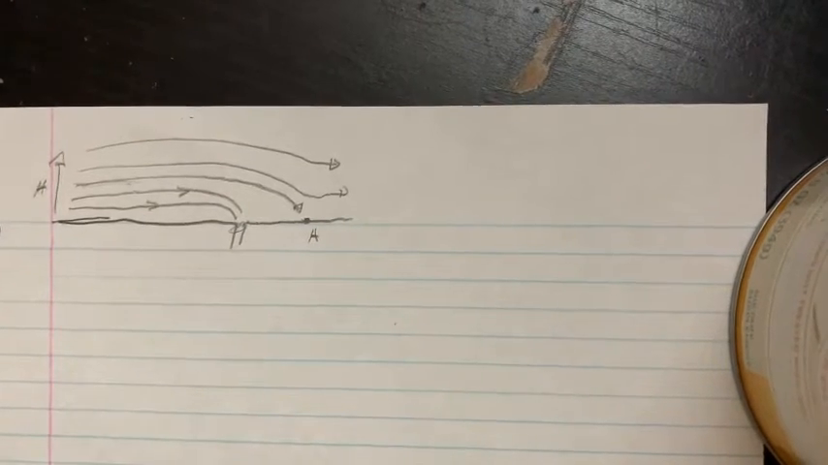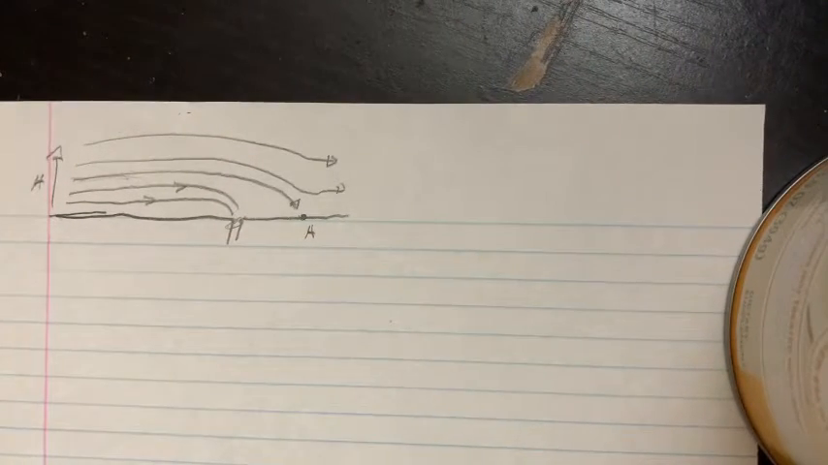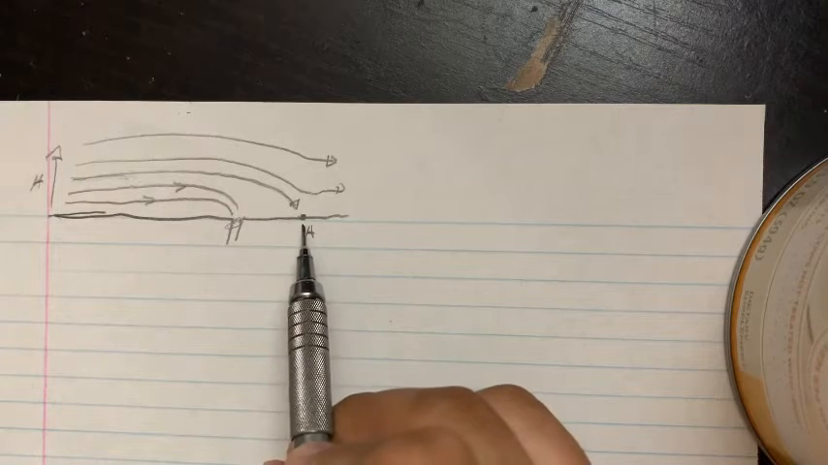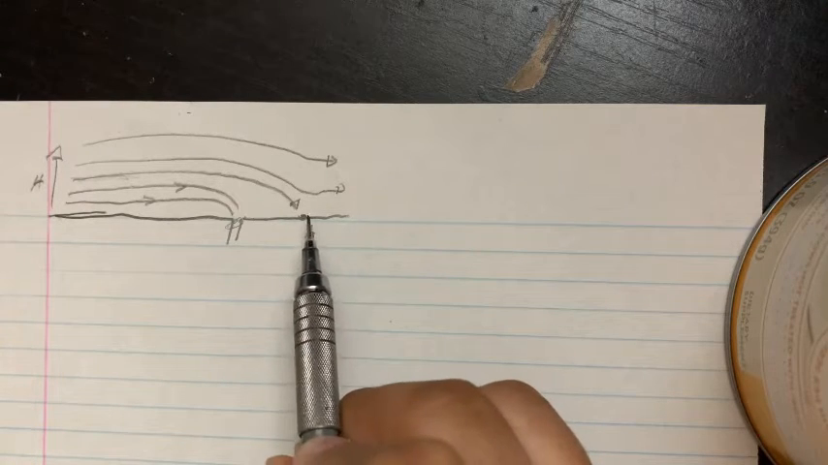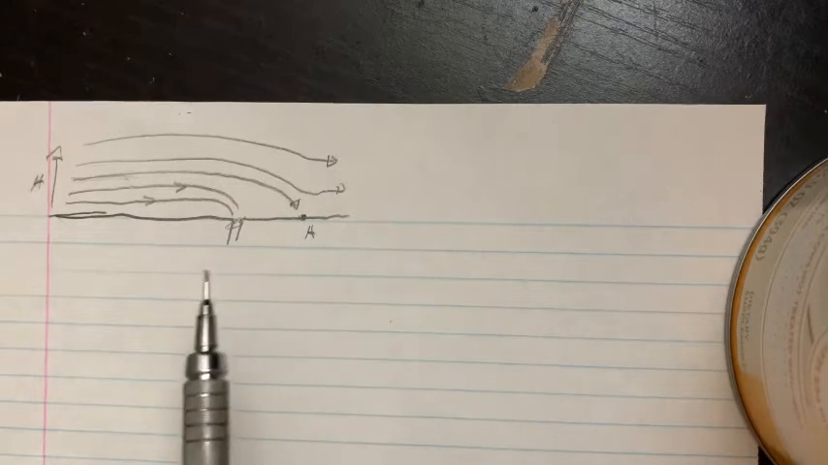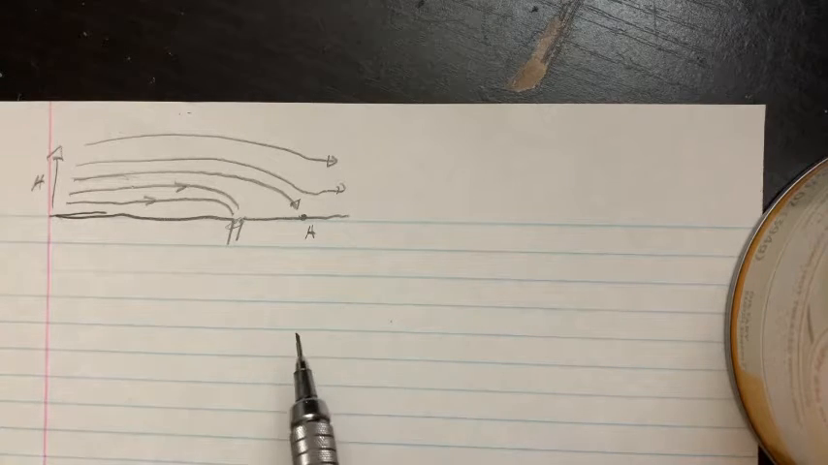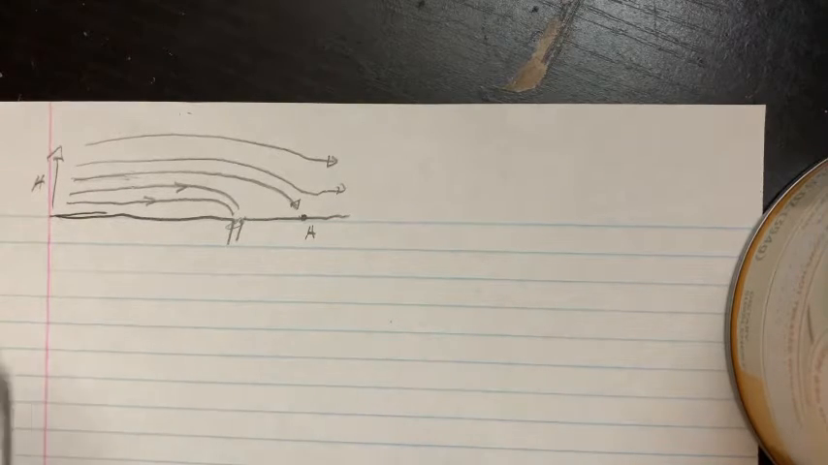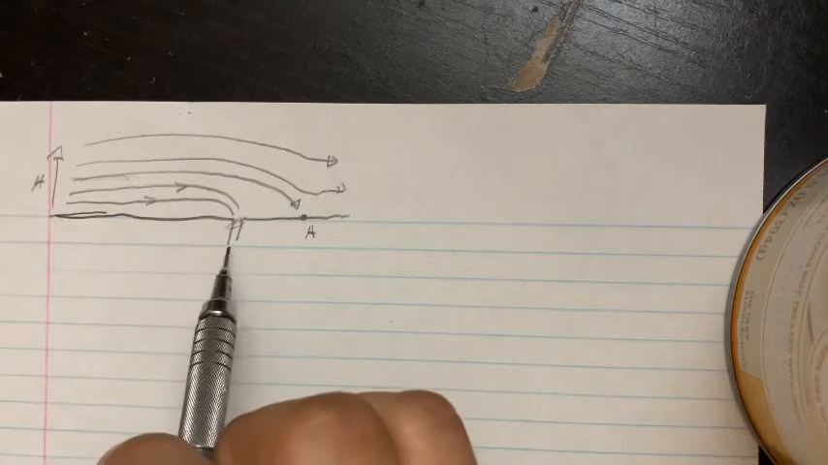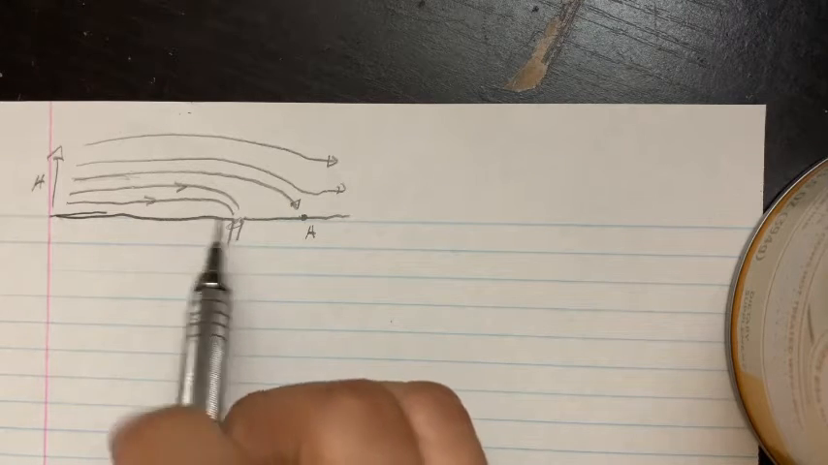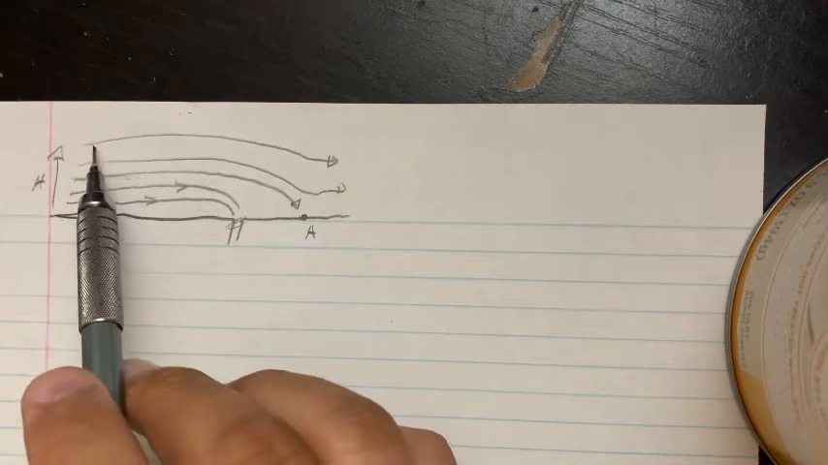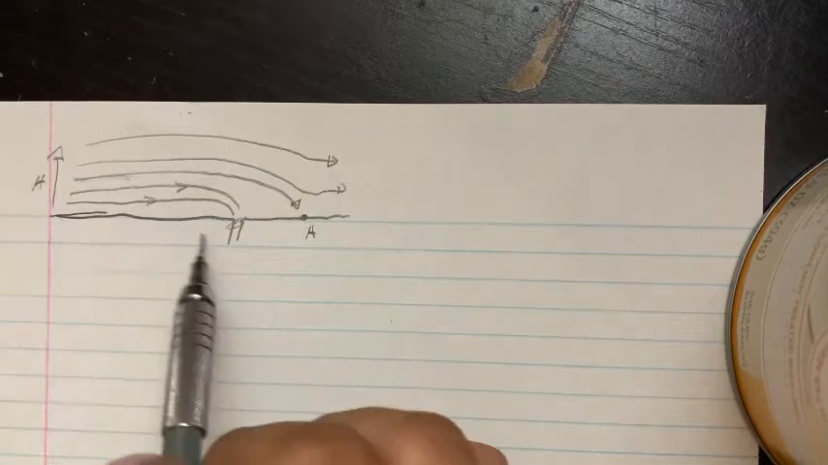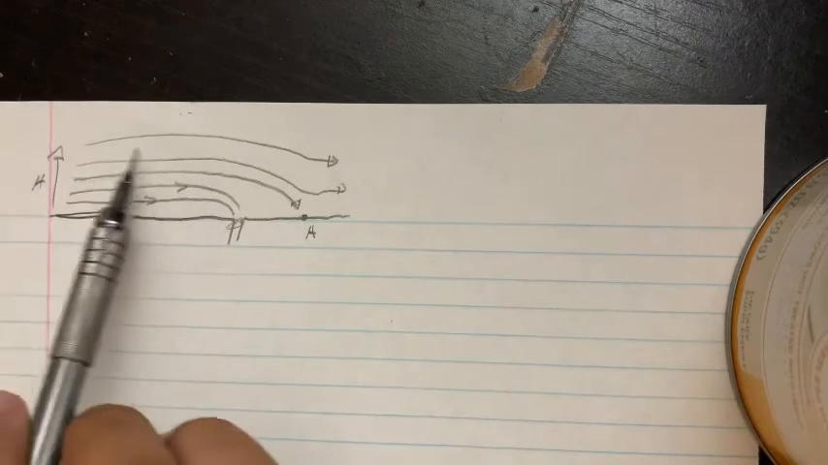Alright, for this problem, we were told to find the location of this point here, A, the stagnation point, determine the equation of the stagnation streamline, and the height here above the sink to where the fluid would not get sucked into the sink, so where it just flows uniformly.